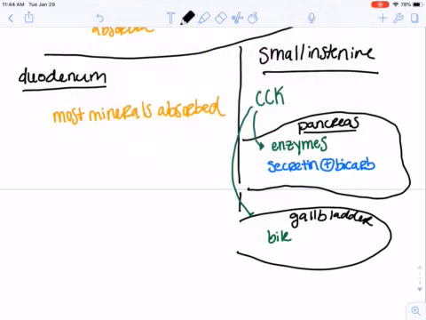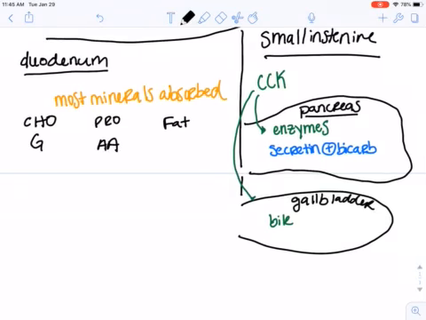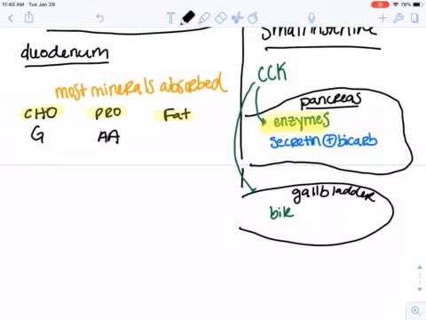So essentially, when we're looking at the duodenum, what's coming in is the chyme, and we're going to have carbohydrates, we're going to have glucose, we're going to have proteins, we're going to have amino acids, and we'll have lipids. So it's really important for these enzymes of the pancreas to start working on continuing to break down our 3 macronutrients.